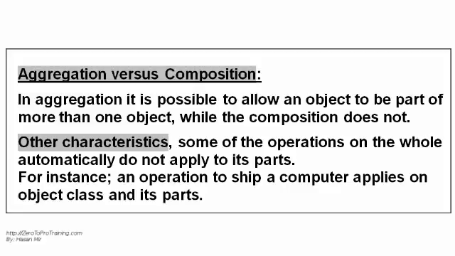Next, aggregation versus composition. In aggregation it is possible to allow an object to be part of more than one object, while the composition does not. Other characteristics: the sum of operations on the whole automatically do not apply to its parts. For instance, an operation to ship a computer applies to the object class and its parts.